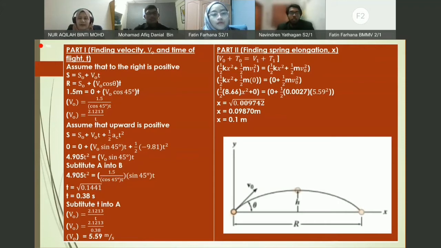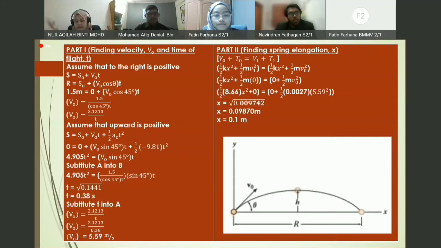Okay, for the second part, we are using V naught plus T naught equal to V1 plus T1. This is the initial and final energy. So we have to know that V is the potential energy, which is half k x squared, and then T is half m v squared. For the initial part, T naught becomes 0, because the initial velocity is 0, so everything will become 0.